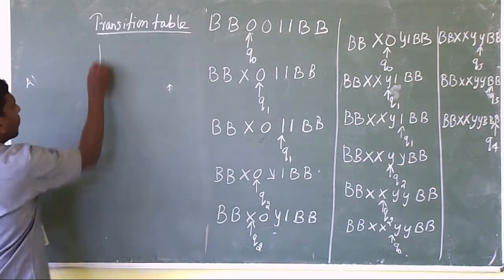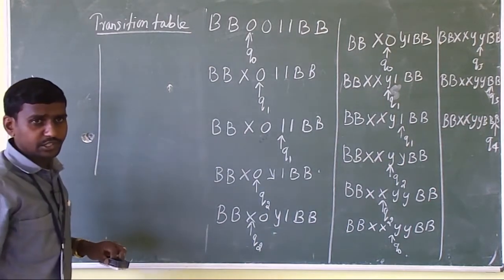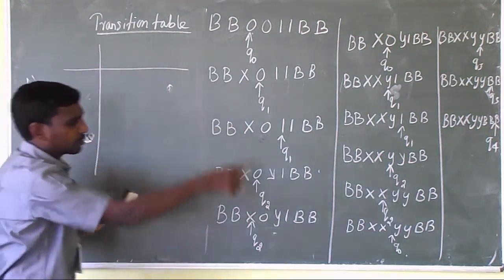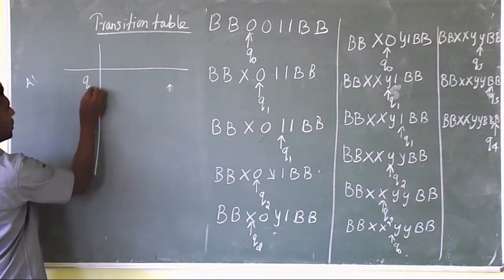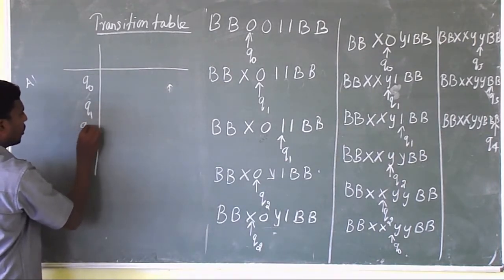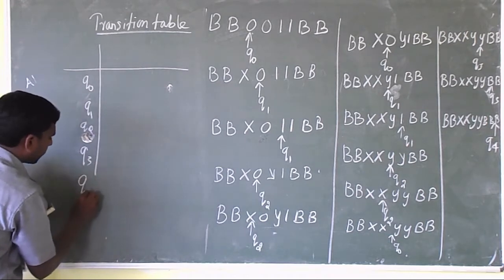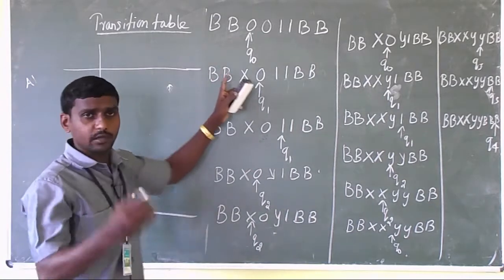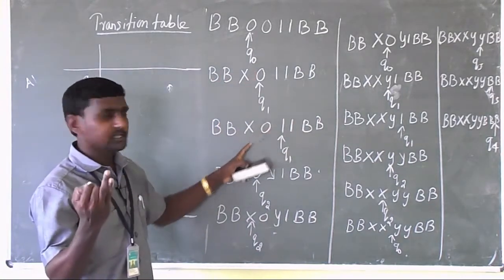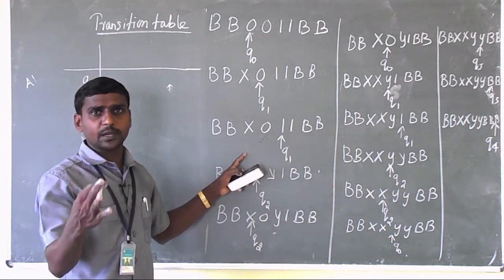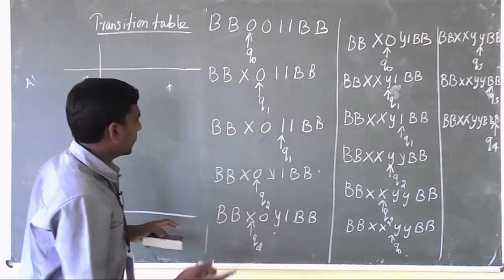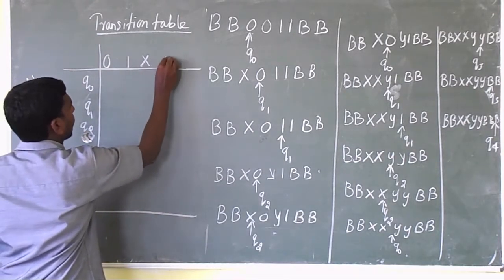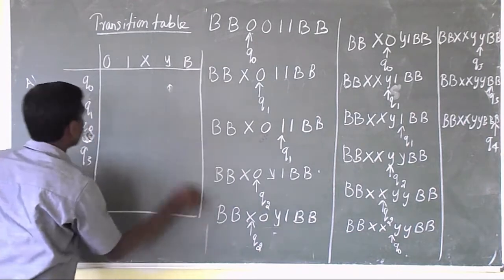Transition table. We know the left side of the table is the input state. How many states am I using? Q0 till Q4, so Q0, Q1, Q2, Q3, and Q4. Correct? And the right side is the tape symbols. We have input tape symbols 0 and 1, where 0 is replaced by X and 1 is replaced by Y, and blank. Okay, these are the tape symbols: 0, 1, X, Y and blank.